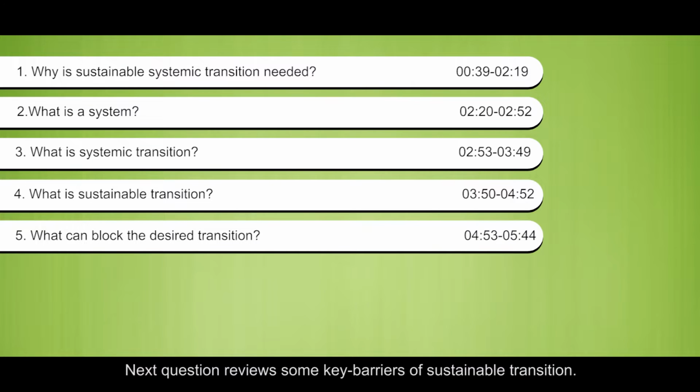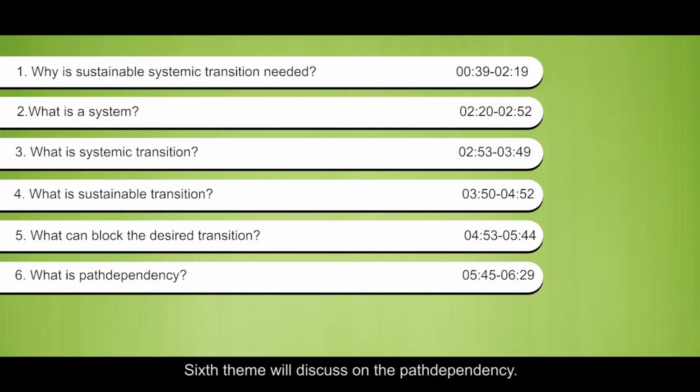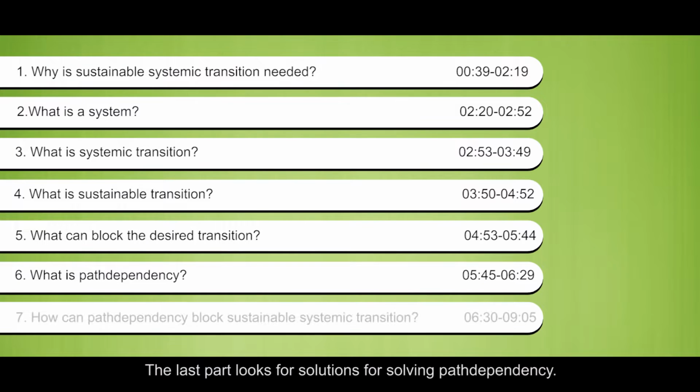Next question reviews some key barriers of sustainable transition. Sixth theme will discuss the path dependency. The last part looks for solutions for solving path dependency.